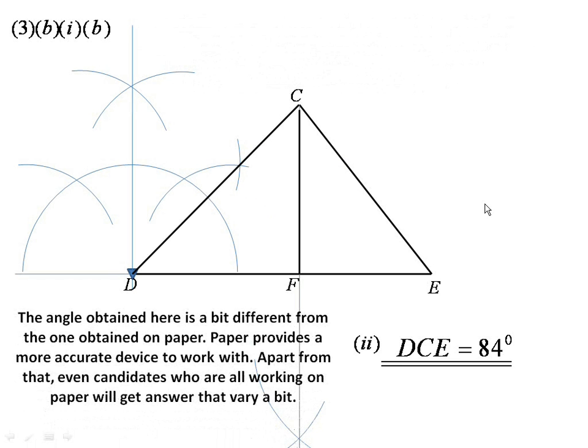The angle obtained here is a bit different from the one obtained on paper. Paper provides a more accurate device to work with. Apart from that, even candidates who are all working on paper will get answers that vary a bit. So all students will not necessarily get exactly 81 if the answer is 81. Some might get 80, some will get 82, maybe 83, and so on. As a matter of fact, there is no such thing as a perfect construct. So we imagine that it might be a little bit off sometimes.